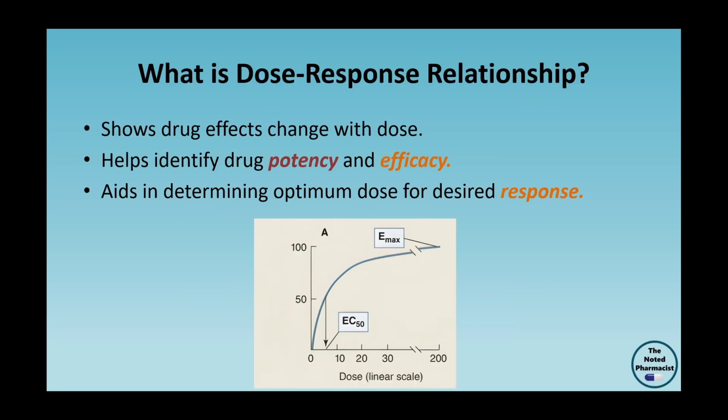So, what is a dose-response relationship? A dose-response relationship describes how the intensity of a drug's effect changes with varying doses, revealing the drug's potency, efficacy, and threshold levels required to elicit a specific biological response. This relationship aids in determining optimal dosing for therapeutic effect.